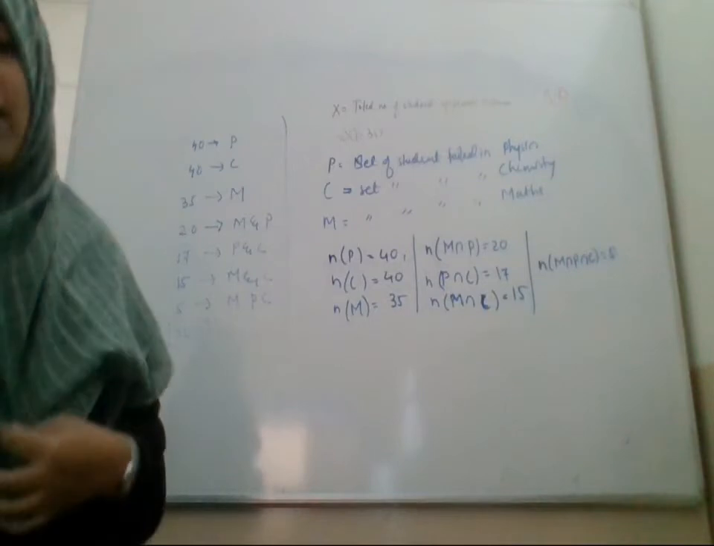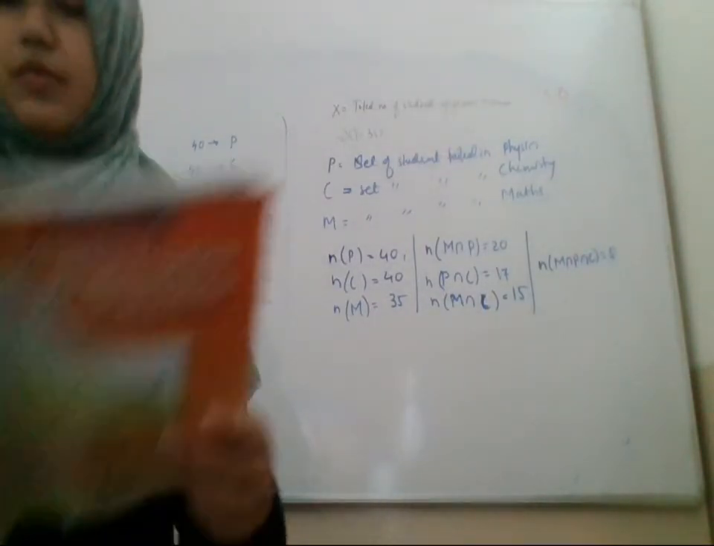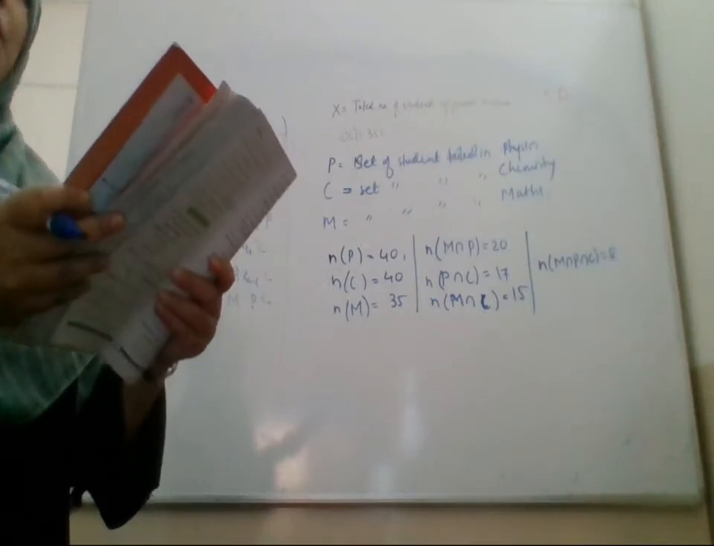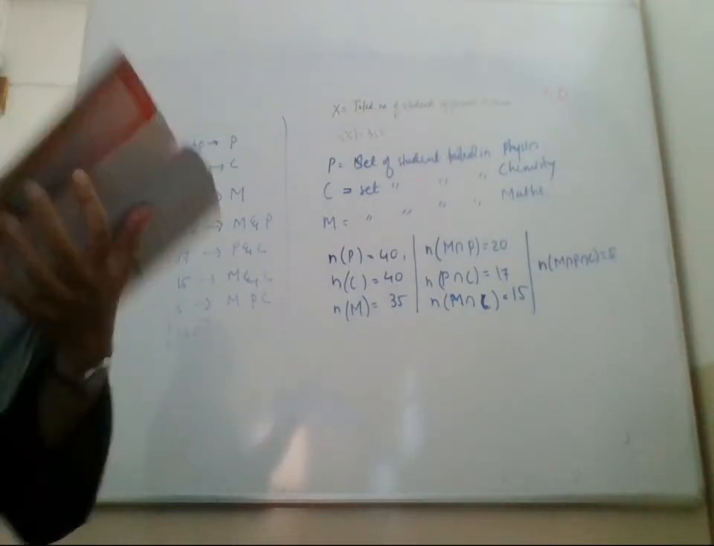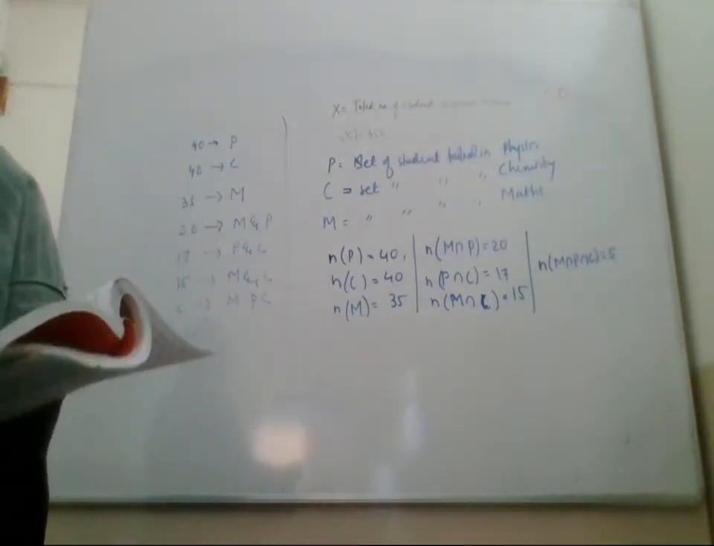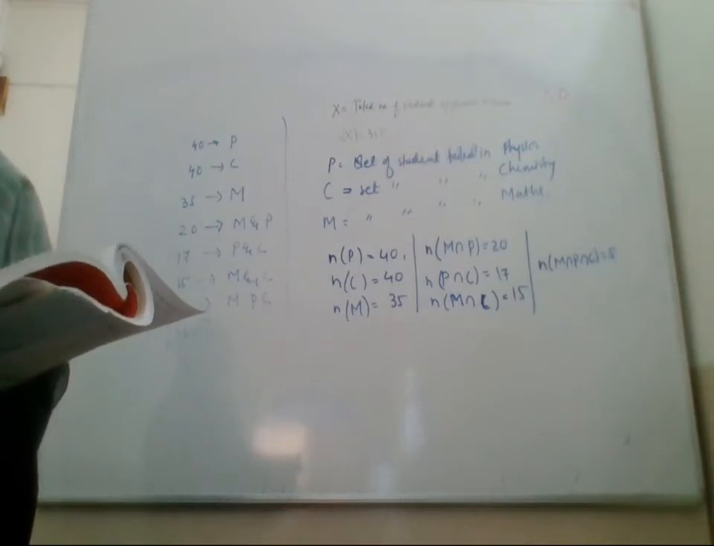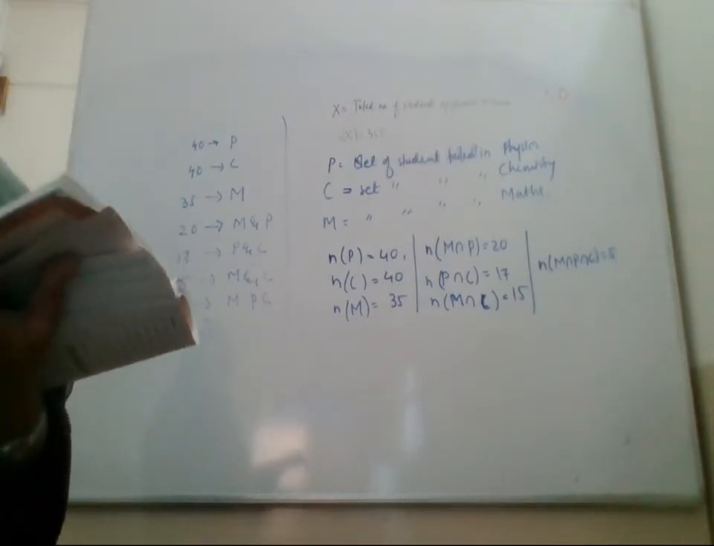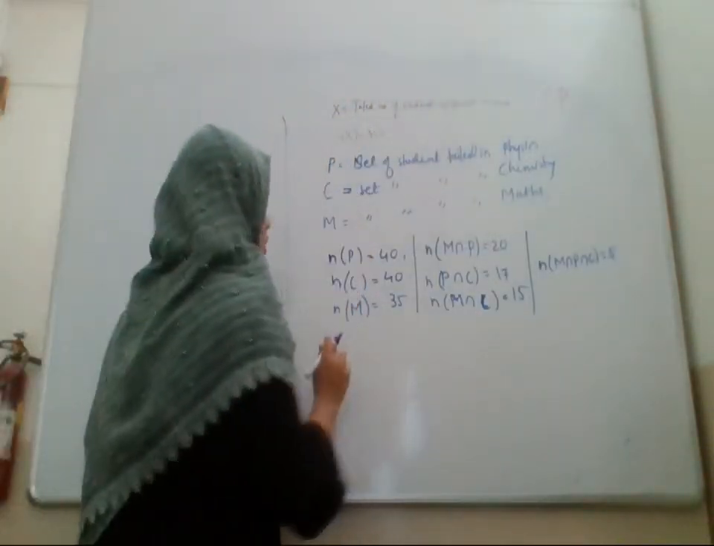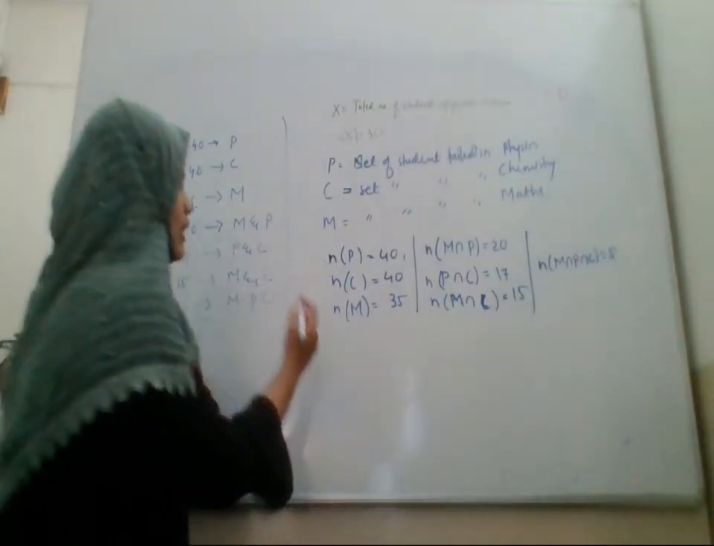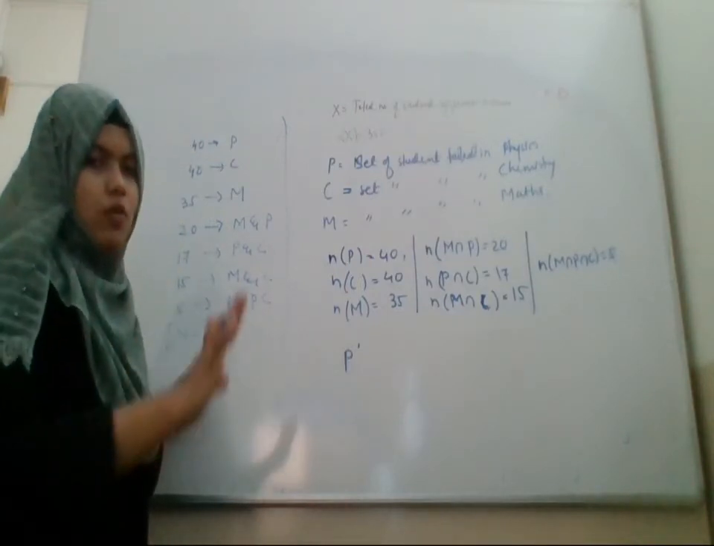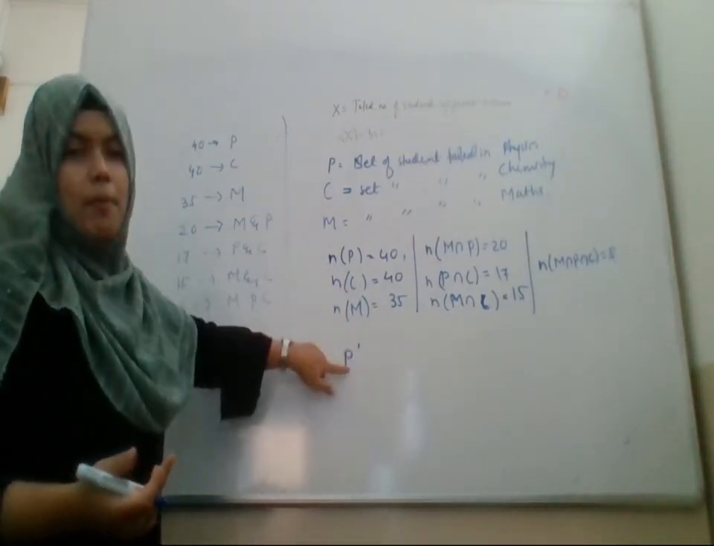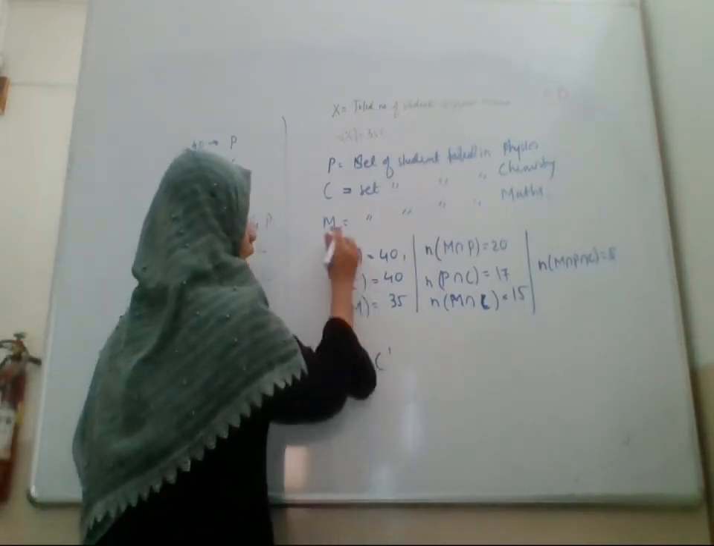Now the question is, how many of them did not fail in any subject. Okay, so हमें ऐसे students find करने हैं जो did not fail in any subject. So the number of students who did not fail in any subject, मतलब वो physics में भी fail नहीं होना चाहिए, that means P complement. physics में fail हो गए तो वो P में जाएंगे, physics में fail नहीं हुए तो वो P complement में आएंगे, right? C complement and M complement.